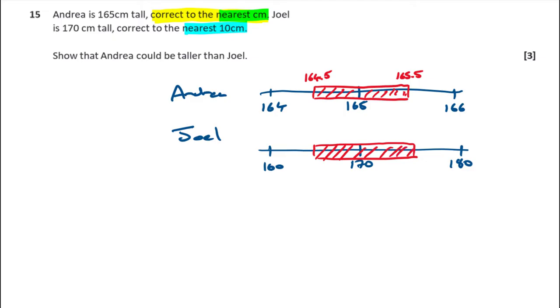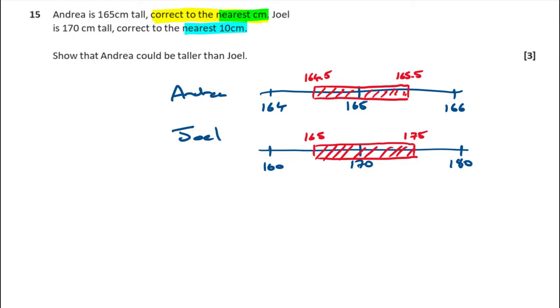Okay, but what is halfway between 160 and 170? That is 165. Oops, I wrote 160 again. Let's do that again. 165, and halfway between 170 and 180, that is 175. Now that means the limits of accuracy for Andrea. Andrea's height could be actually anywhere between 164.5 and 165.5, whereas Joel's could be anywhere in the range of 165 to 175.